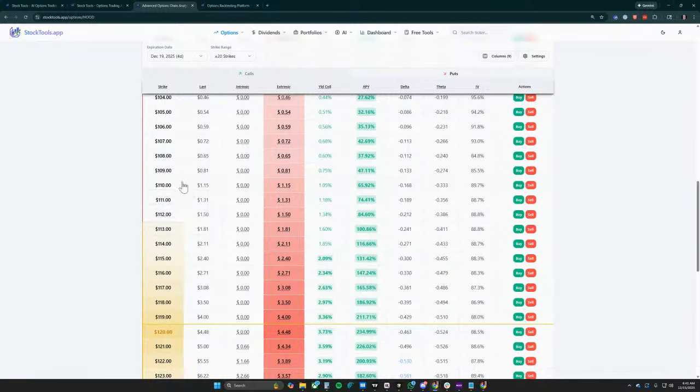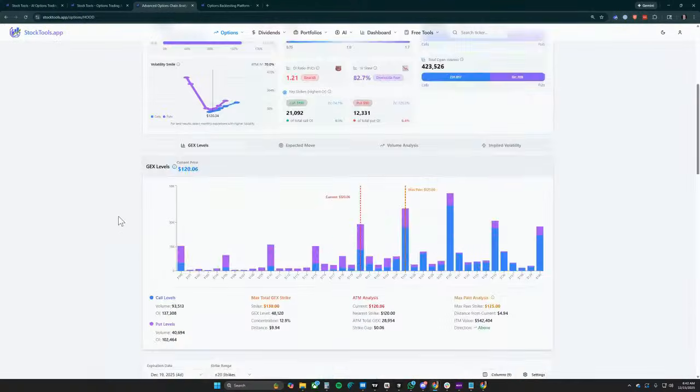I'm trying to get the extrinsic amount to match the price of the strike. I'm just trying to match that always, whatever the strike is. I'm like, all right, that's good, I'm comfortable there, at a minimum. So that's the options chain.